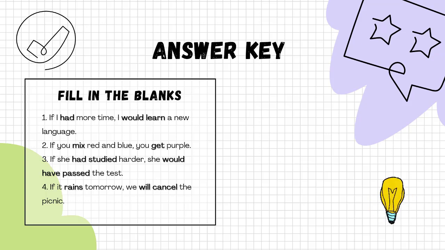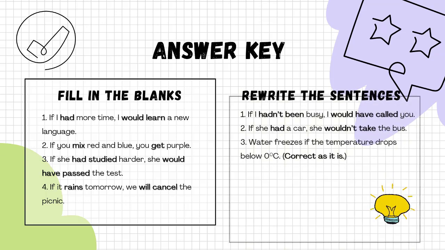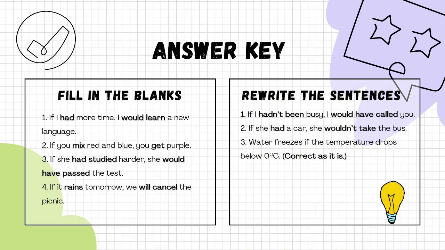For the rewrite the sentences: 1. If I hadn't been busy, I would have called you. 2. If she had a car, she wouldn't take the bus. 3. Water freezes if the temperature drops below 0 degrees C. This sentence is already correct. How did you do? If you got them all right, give yourself a pat on the back.